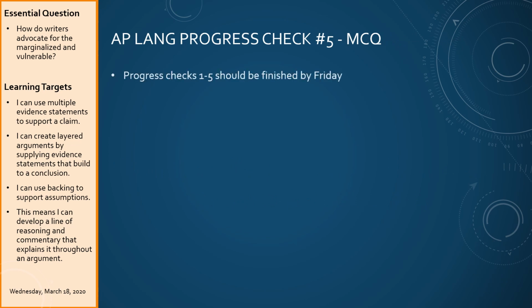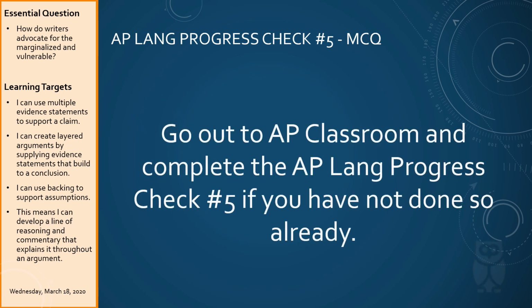All right, finally, last thing for today, finishing up our progress checks. This has been kind of a long time in the making, getting caught up on these progress checks. You should have done 1 through 4 already. You'll complete number 5 today, and then we will all be caught up. There's still 4 more progress checks that we have to do after this, but we'll be able to spread those out over the last, however many weeks are left of the year. So at this time, go ahead and head back out to AP Classroom, complete the AP Lang progress check number 5 if you have not done so already.